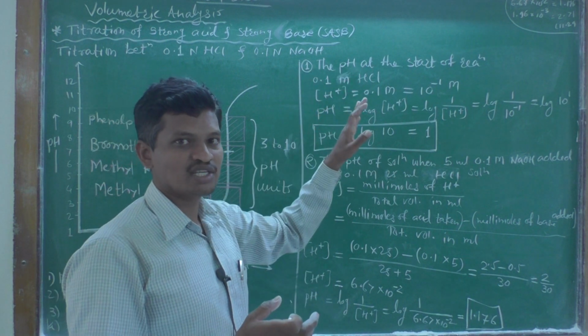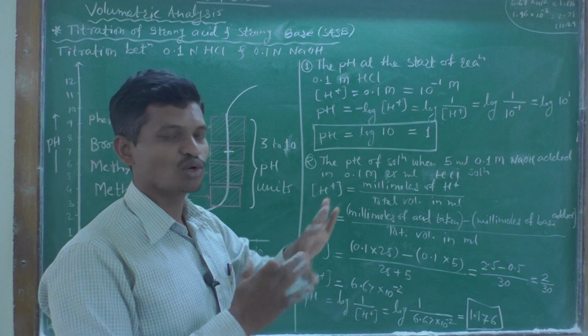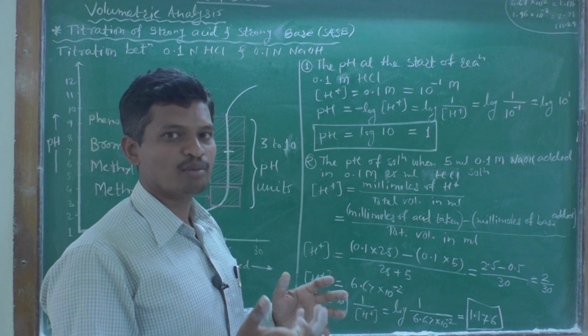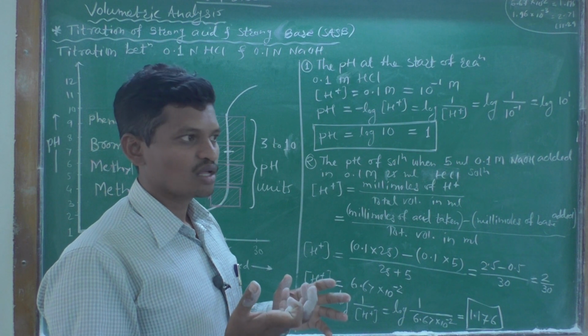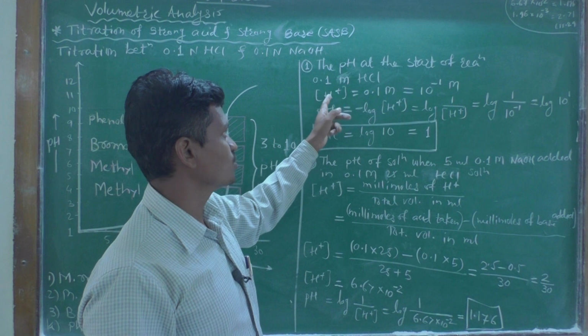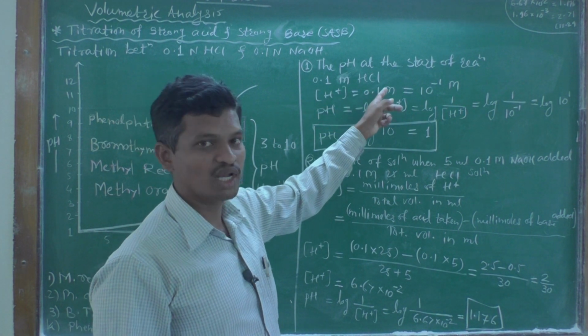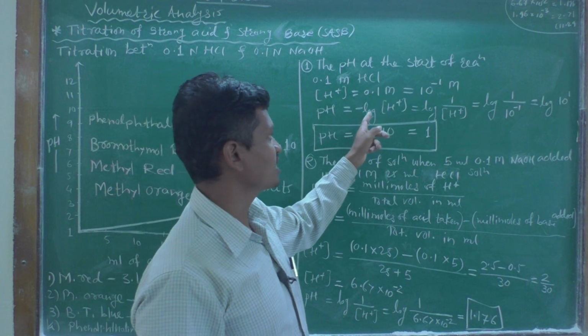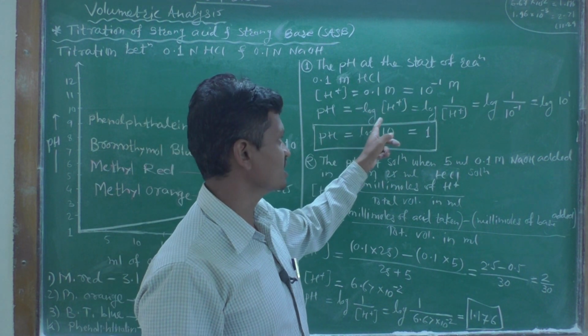At the start of reaction only acid is there in the conical flask, no base is added. So in the conical flask we have only 25 ml of 0.1 normal HCl solution, that is acid solution. So the H plus ion concentration is equal to 0.1 molar, that is 10 raised to minus 1 molar. So pH is equal to minus log of H plus ion concentration to the base 10.